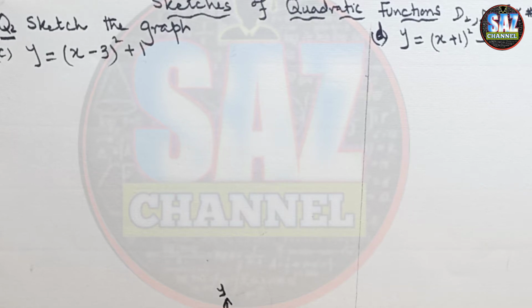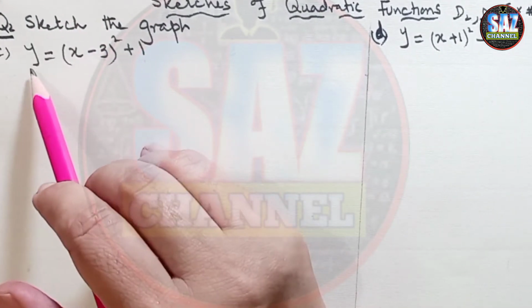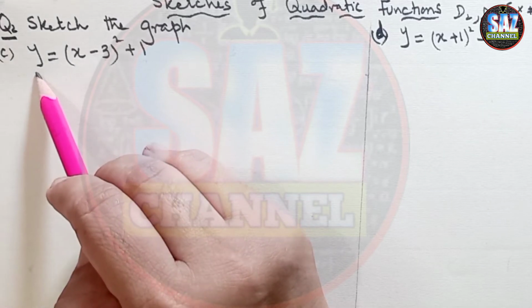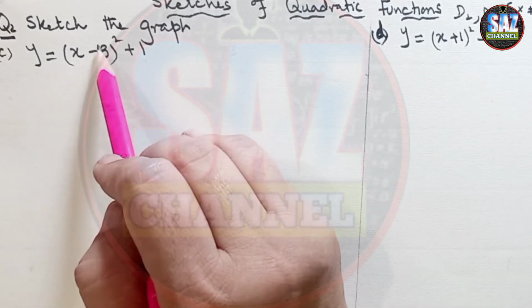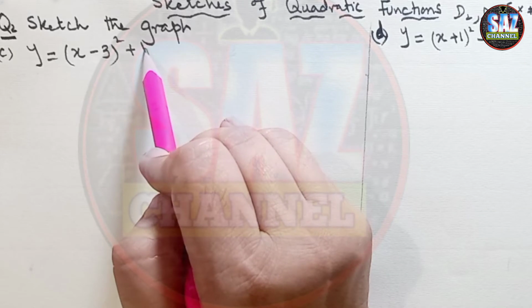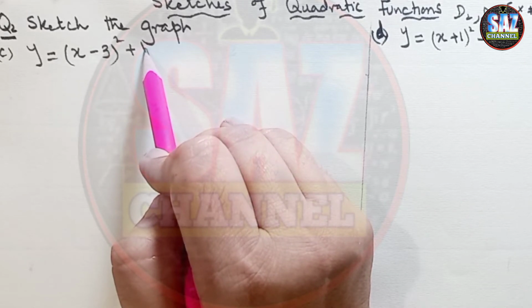This is my ninth lesson of D3, chapter number 1, exercise 1E, that is about the sketches of quadratic functions. In this lesson, we'll be learning how to sketch the graph of the equation of the form y equals (x minus 3) whole square plus 1. This is question number 2, C part.